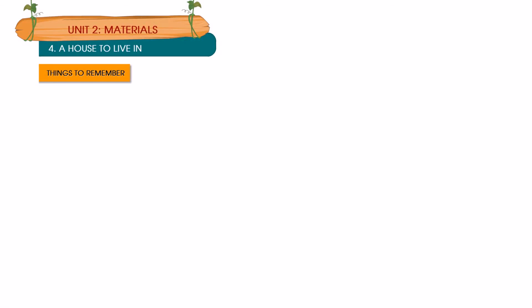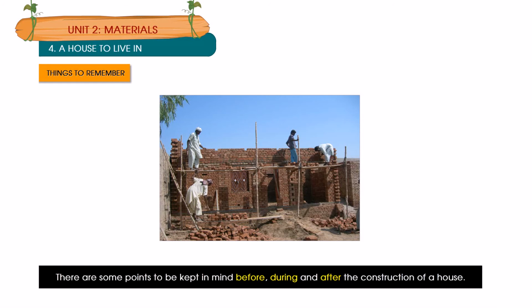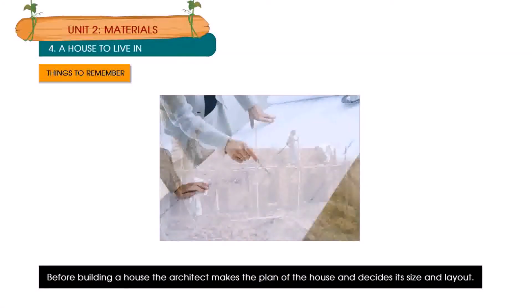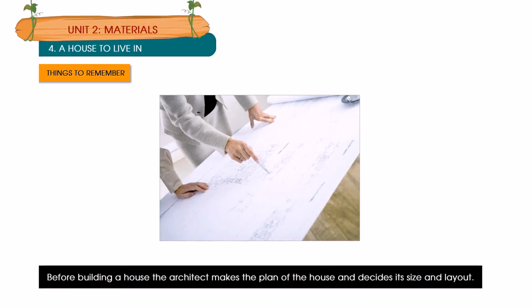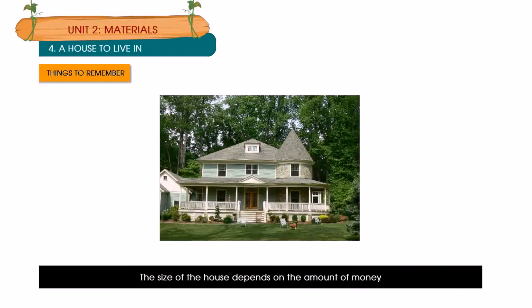Things to remember. There are some points to be kept in mind before, during, and after the construction of a house. Before building a house, the architect makes the plan of the house and decides its size and layout. The size of the house depends on the amount of money and the number of people who are going to live in it.